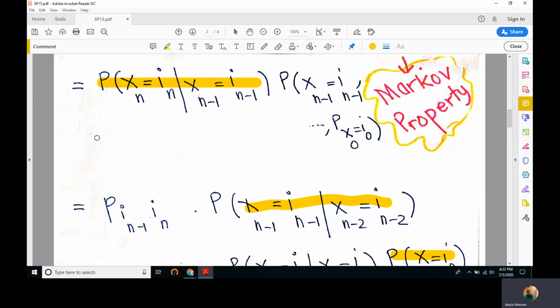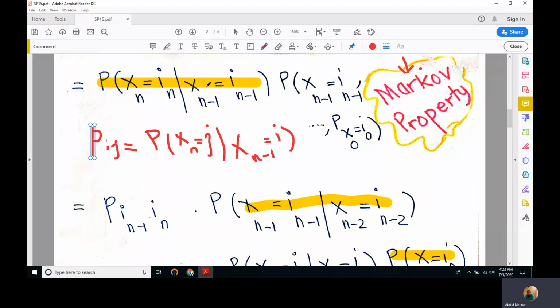In our last lecture, we studied that the probability pij is the probability of having xn equals j, given xn-1 is i. This is what we studied in our last lecture.